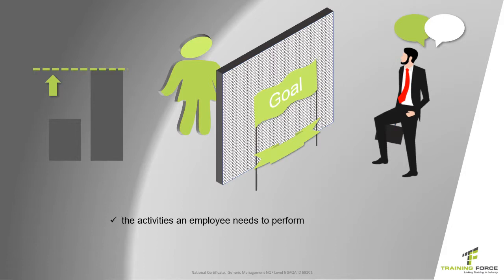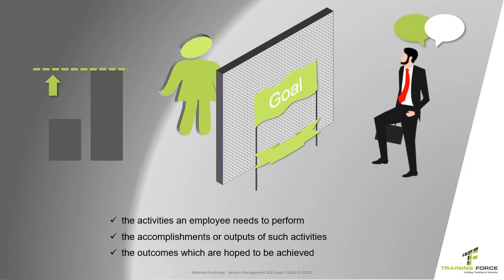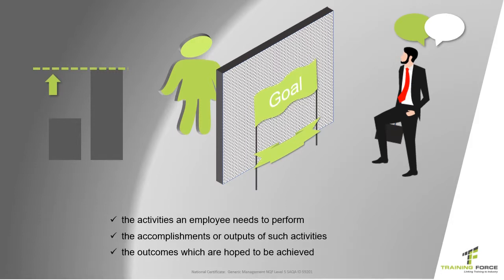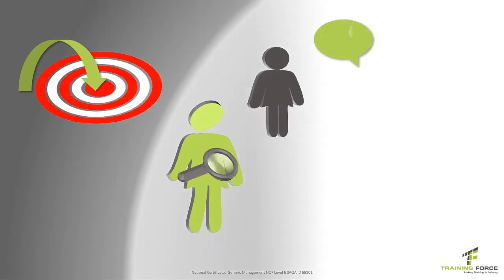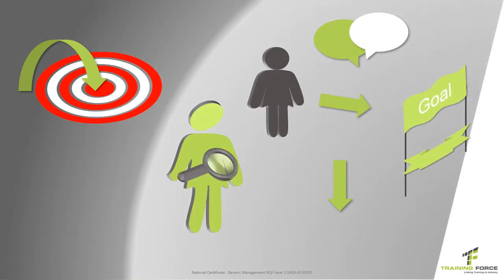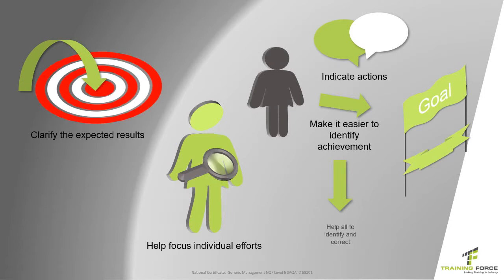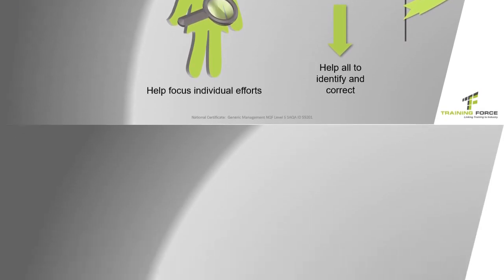Performance standards can be written to specify the activities an employee needs to perform, the accomplishments or outputs of such activities, and the outcomes which are hoped to be achieved. When these performance standards are set effectively, it benefits the organization, the manager, and the employee, because it will clarify the expected results, help focus individual efforts, indicate actions employees are to take, make it easier to identify achievement, help all to identify and correct problems, and establish a climate of communication.